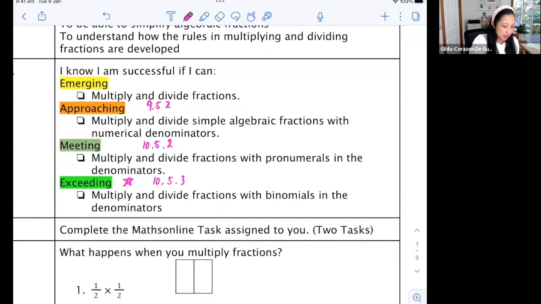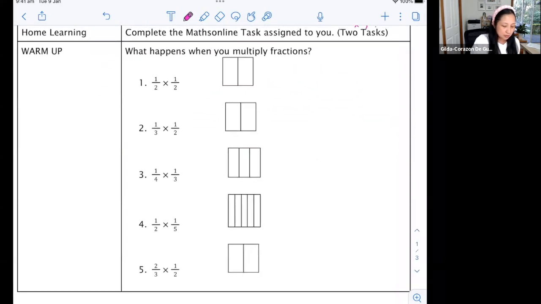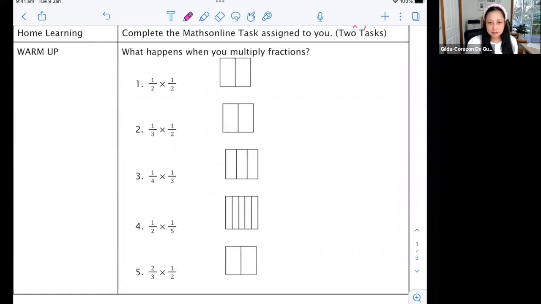There are two tasks on Maths Online that I've assigned you to do. One is about multiplying and the other one is about dividing. Just like what we did with adding and subtracting, we first looked at how it works with just numbers, and maybe we can use that knowledge to apply it to algebraic expressions, or this time, algebraic fractions.